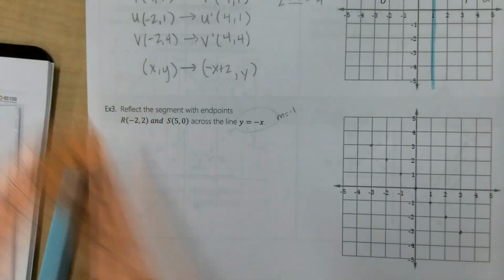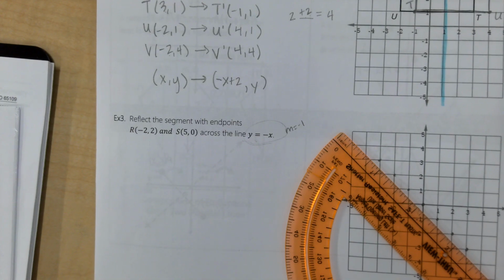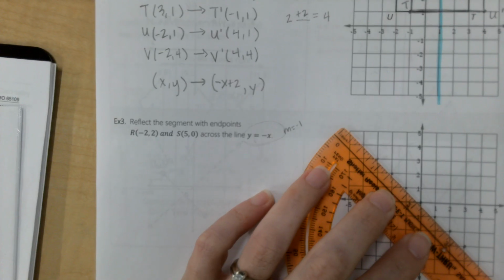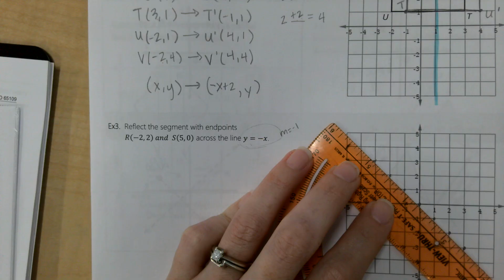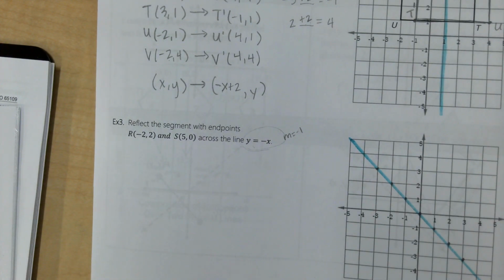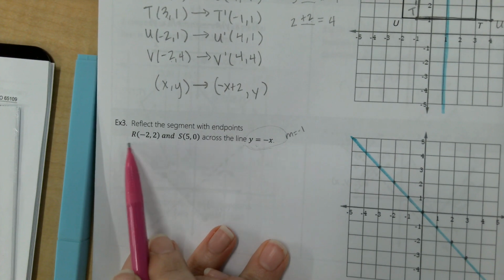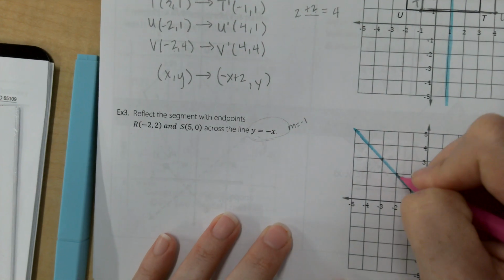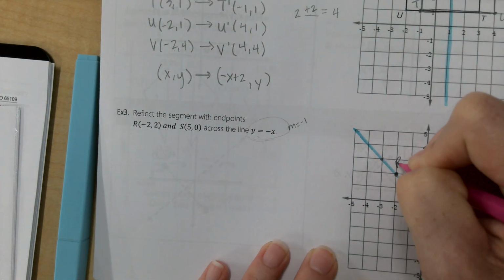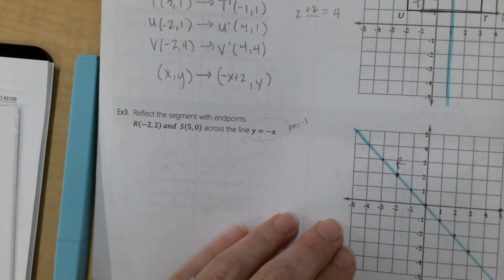Okay. So my line of reflection is actually a diagonal line, because when I see a y and an x in my equation, I know I'm going to have a diagonal line. Okay, I'm going to plot my two pre-image points. So R is at -2, 2, so R is here. And S is at 5, 0, so 5, 0 would be here. And it says it's a segment, so I'm going to connect them.